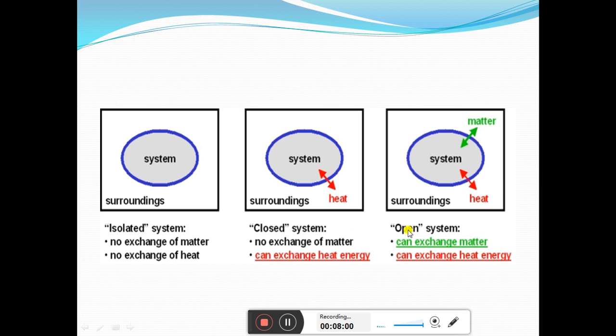This is a picture of the systems. This is an isolated system. There is no exchange of matter and no exchange of heat. This is a closed system. There is only exchange of energy, no exchange of mass. And this is the open system, in which both energy and mass are exchanged.